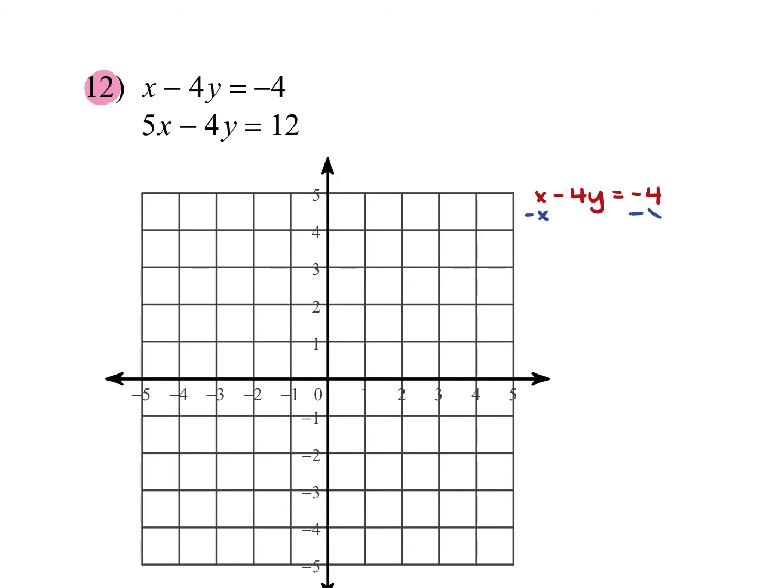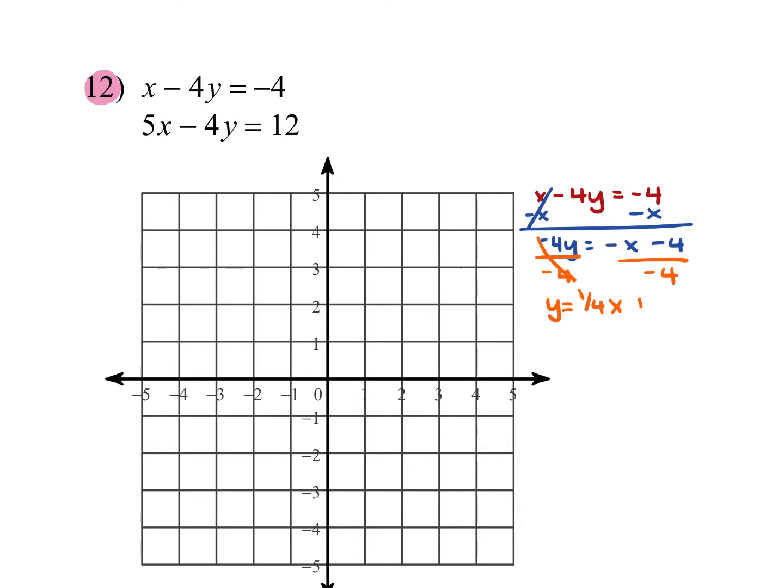So we're going to move the x over by subtracting it from both sides. We have negative 4y is equal to negative x minus 4. And then we're going to divide each side by the negative 4. So this gives us y is equal to positive 1/4 x plus 4. So when we go to graph that first function, we're going to have a y-intercept at 0, 4, and then we have a slope of 1/4. So we're going to go up 1 to the right 4.